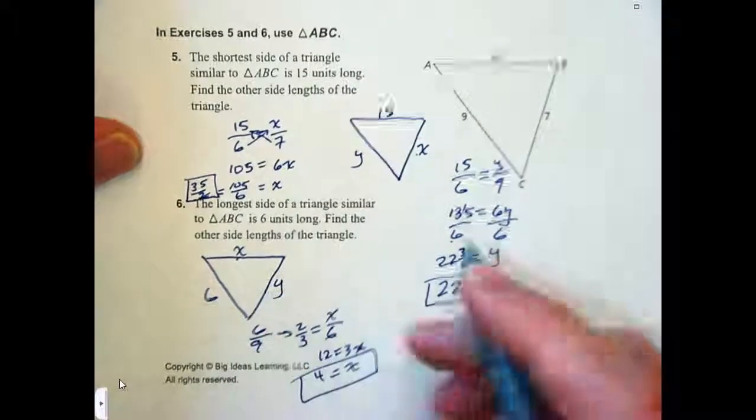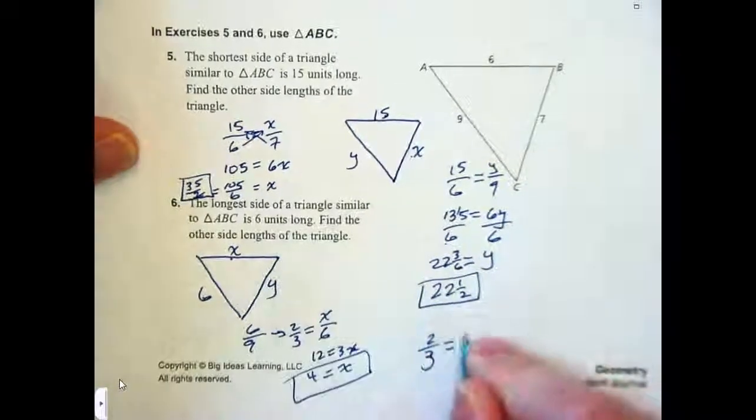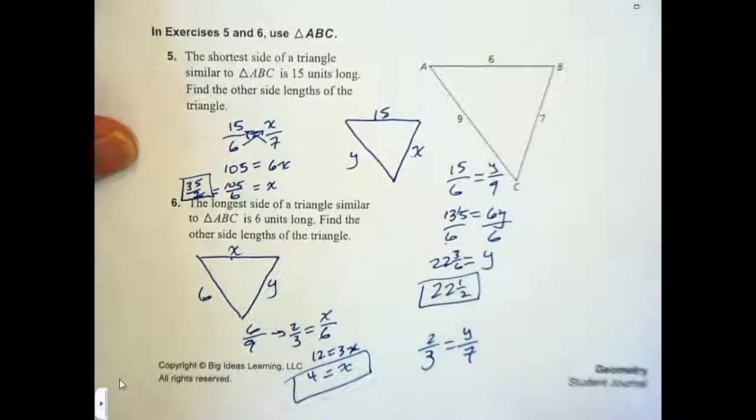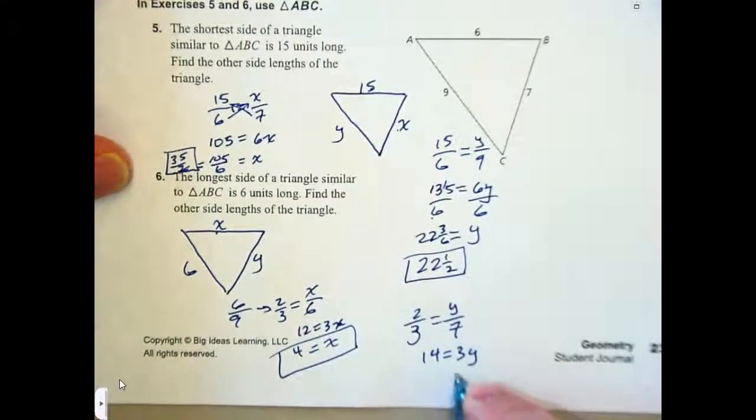Okay, Y is 2 is to 3 as Y is to 7. What do we get? You get 14/3, yes.